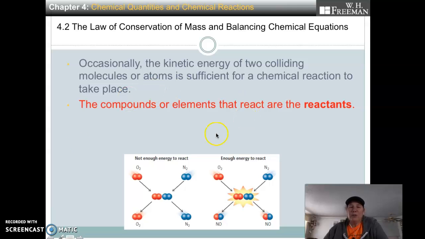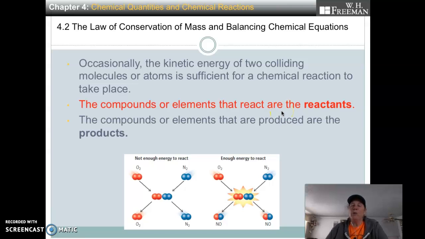The compounds that you start with, whenever you have a chemical equation, whatever you start with, those are the reactants. Those are on the left-hand side. They're like your ingredients, okay? And what you make, what you end up with, is your products, okay? Your products would be on the right-hand side.